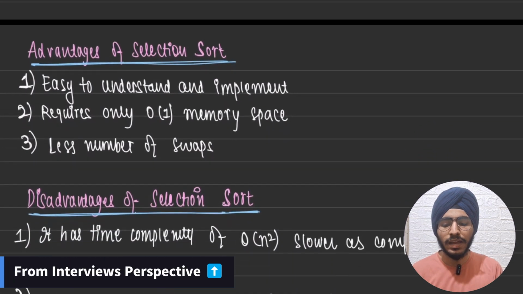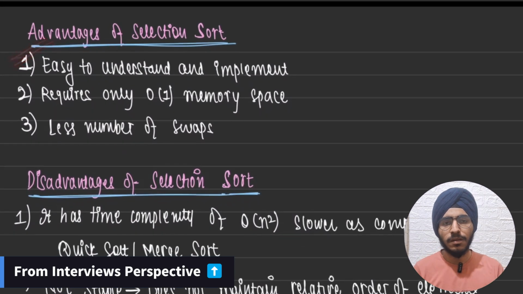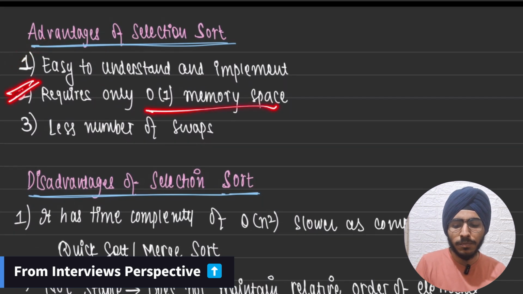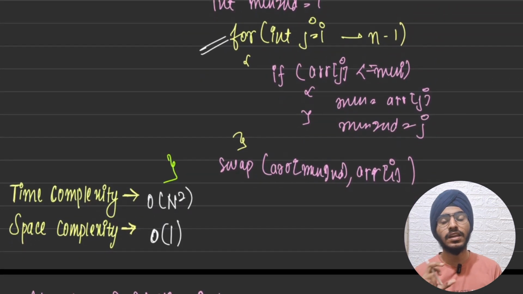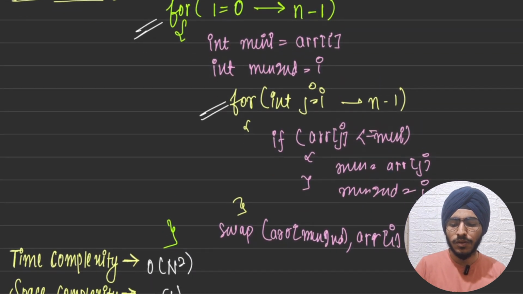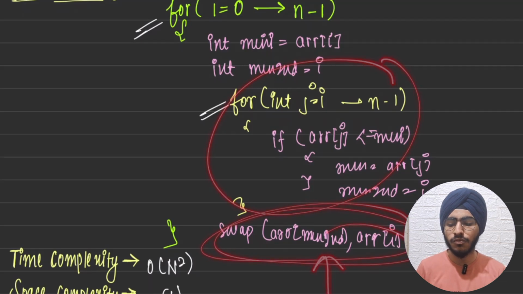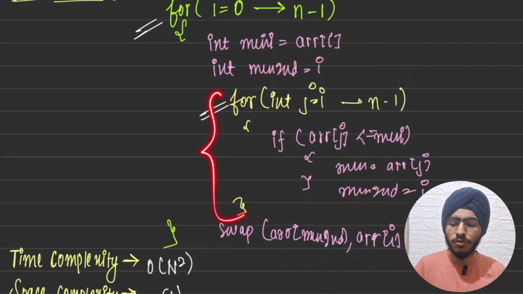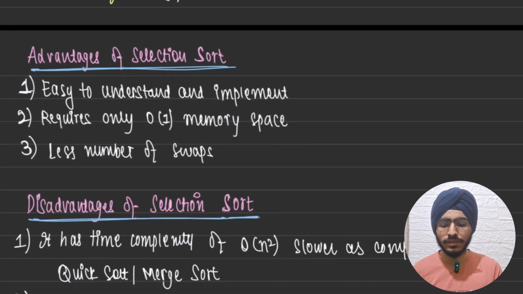So now let's jump to the advantages and disadvantages of selection sort. Advantages: it is easy to understand and implement. We have seen it requires only big O of 1 memory space. That's a good thing. Less number of swaps. Why less number of swaps? If you observed in bubble sort, we are swapping at every point: if array of j is greater, just swap, greater, smaller, swap. But in this, we complete the iteration and only at the last we swap. So this has fewer swaps, only n-1 swaps, right? So that is the thing.